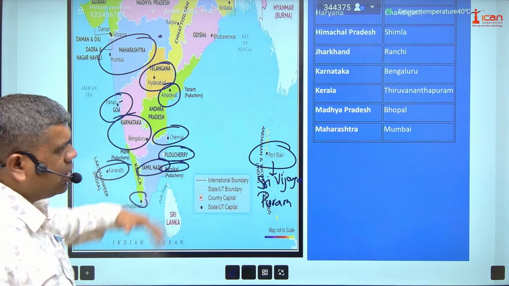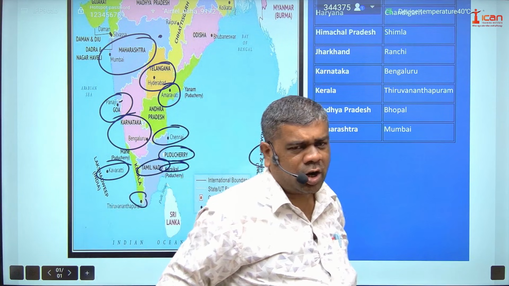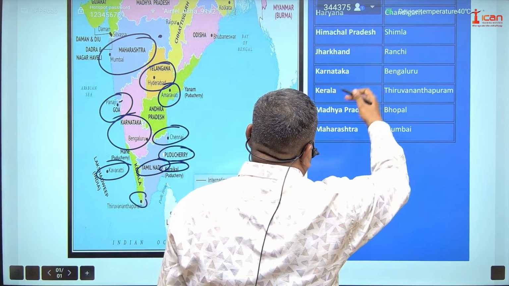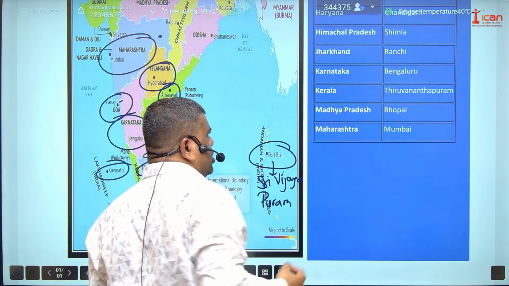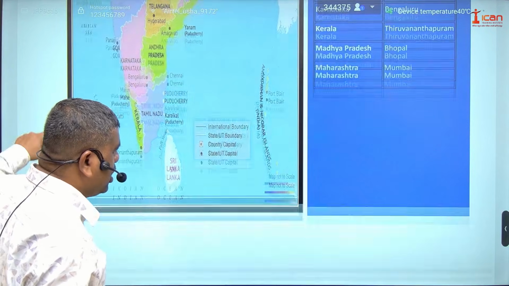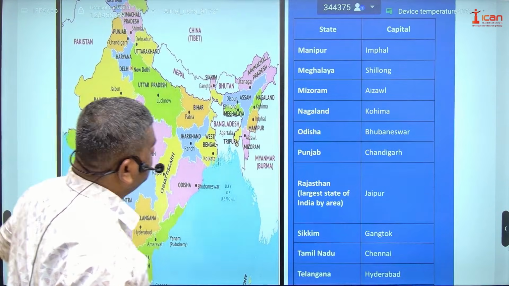So, these are all the capitals. If you go north to south, yes, we can even arrange it in alphabetical order. We can see we have Himachal Pradesh, Shimla, Jharkhand, Ranchi, Karnataka, Bengaluru, Kerala, Thiruvananthapuram, Madhya Pradesh, Bhopal, Maharashtra, Mumbai. The list continues on the next page as well, right? So, it's the same thing.